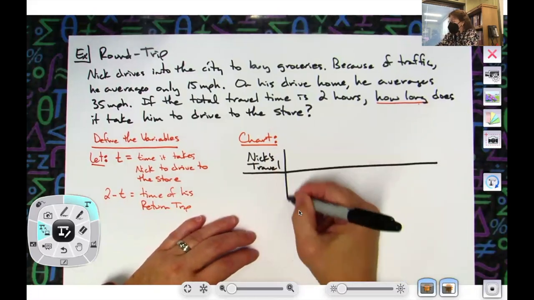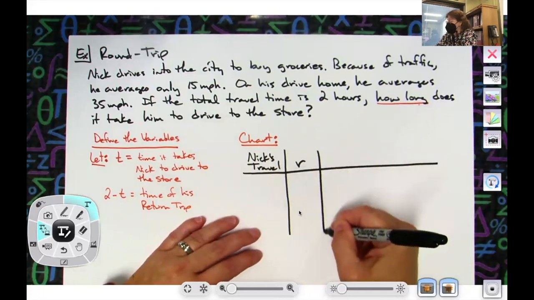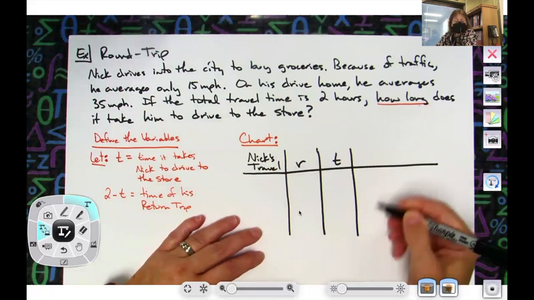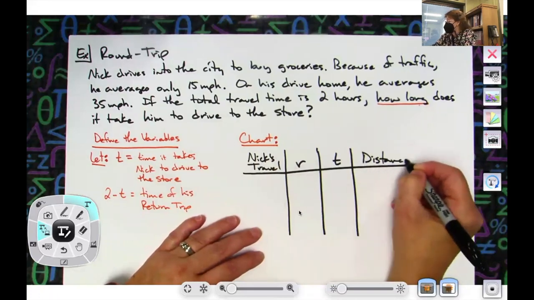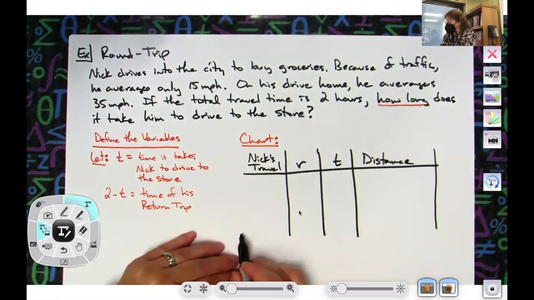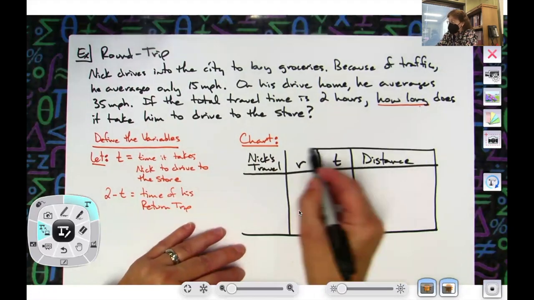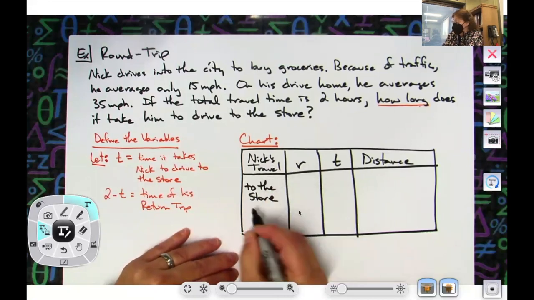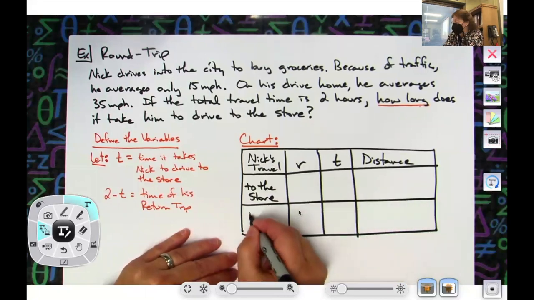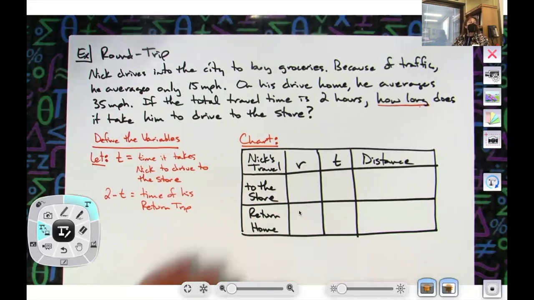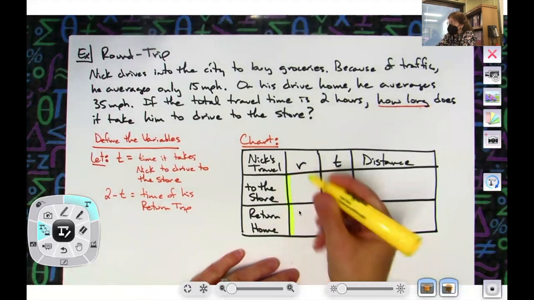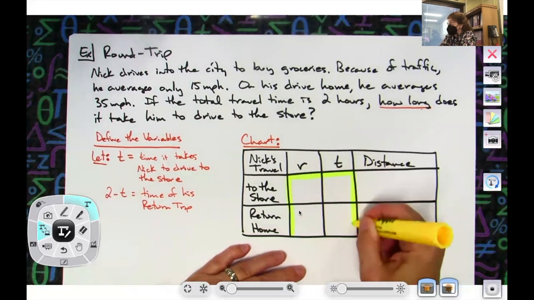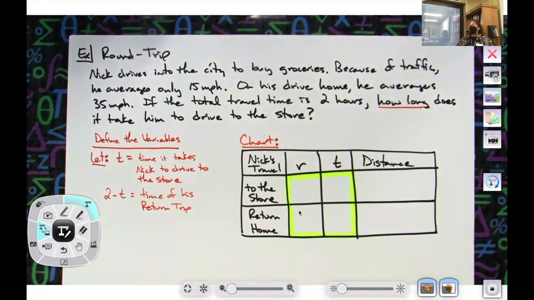All right, then we know we're going to have rate. We're going to have time. And then we're going to have distance. Okay, we've got to the store, and then we've got the return home. All right, so again, the crucial 4 boxes that you want to fill in appropriately are these 4 right here. Those are the 4 that you need to pull information from the story problem or from how you defined your variables.